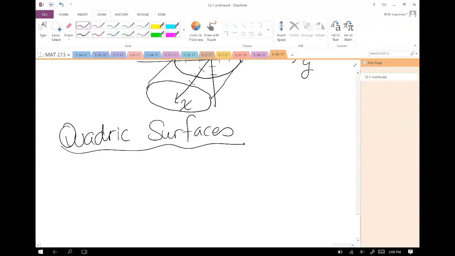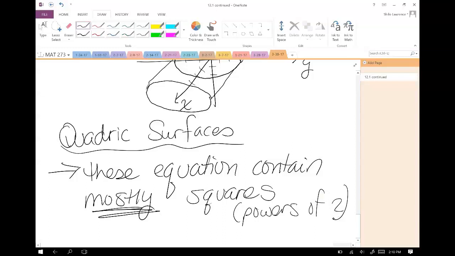So the first group was cylinders. And what makes them unique is that there's a variable missing. Our next group are called quadric surfaces. And what makes them unique is they have squares. They always have squares. There is one equation here where one variable is not squared. All of their equations, all of their variables, everything's going to be squared.